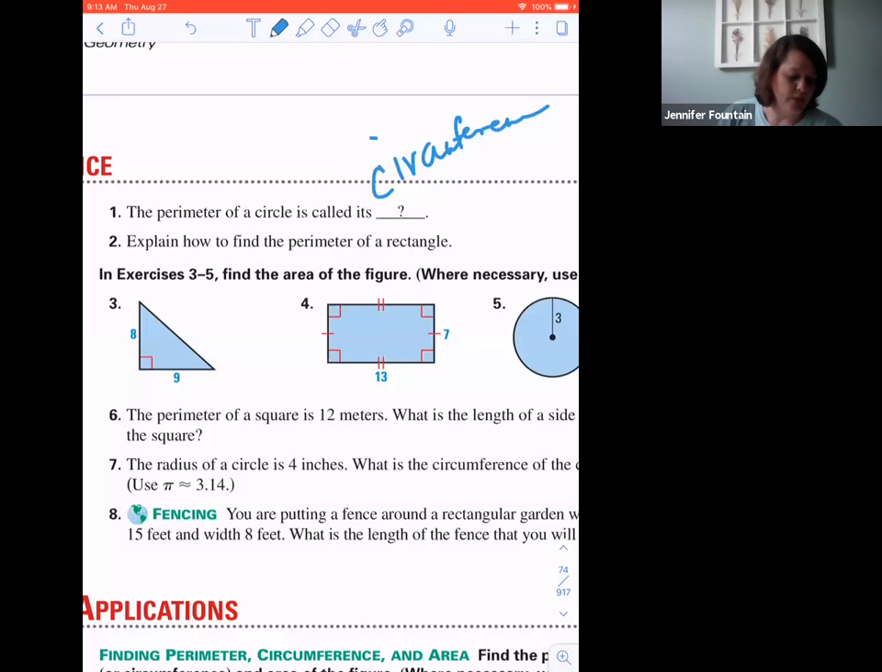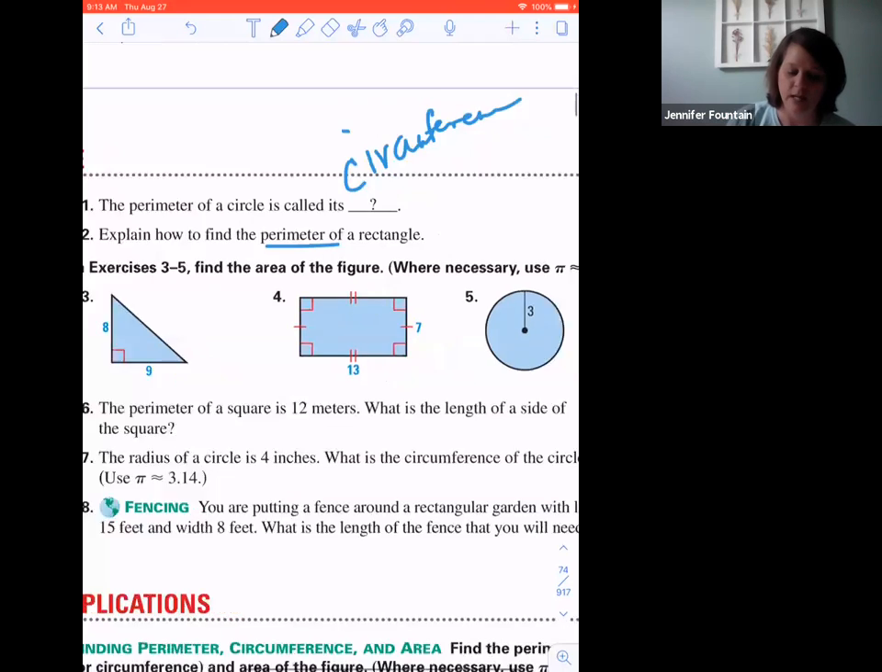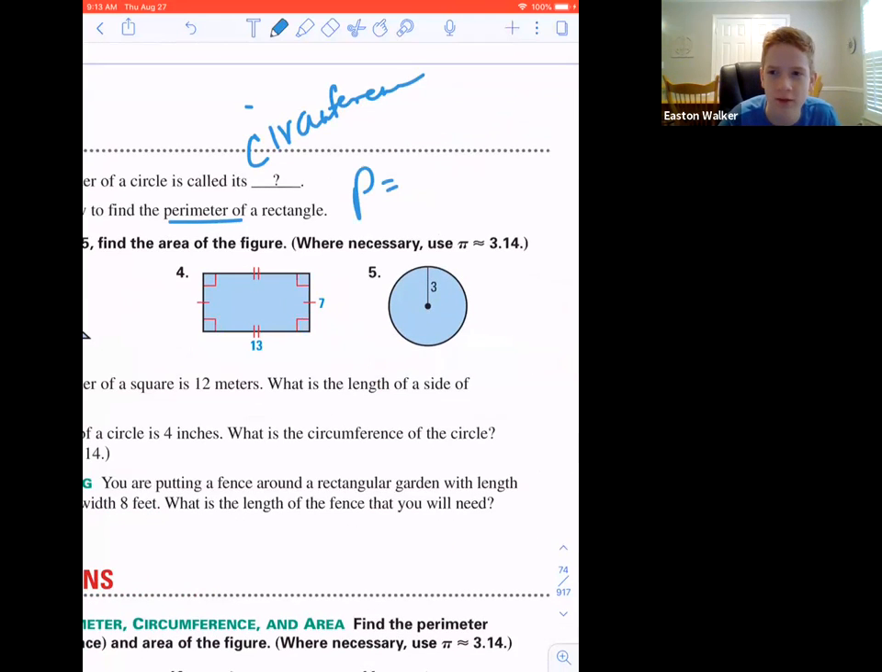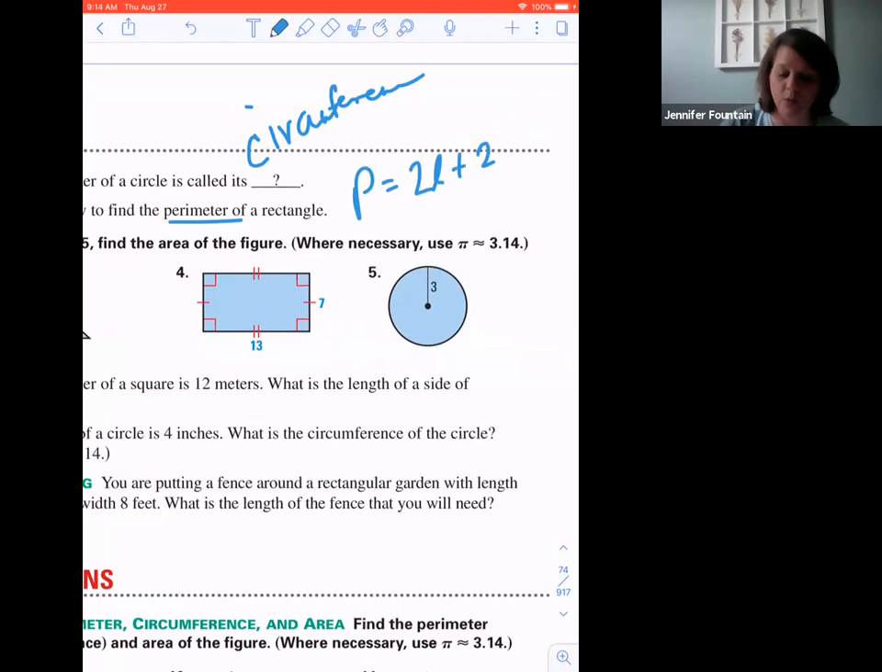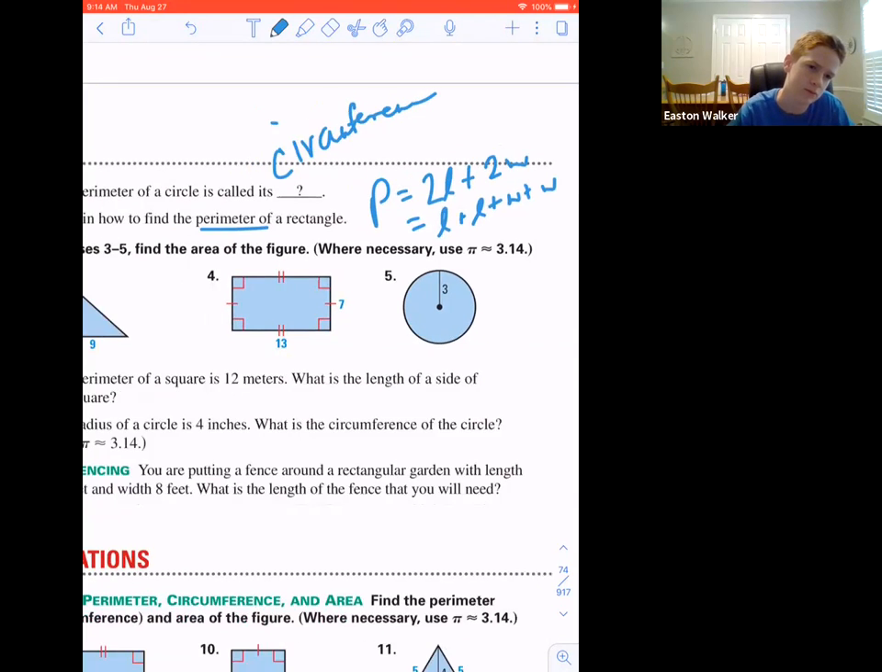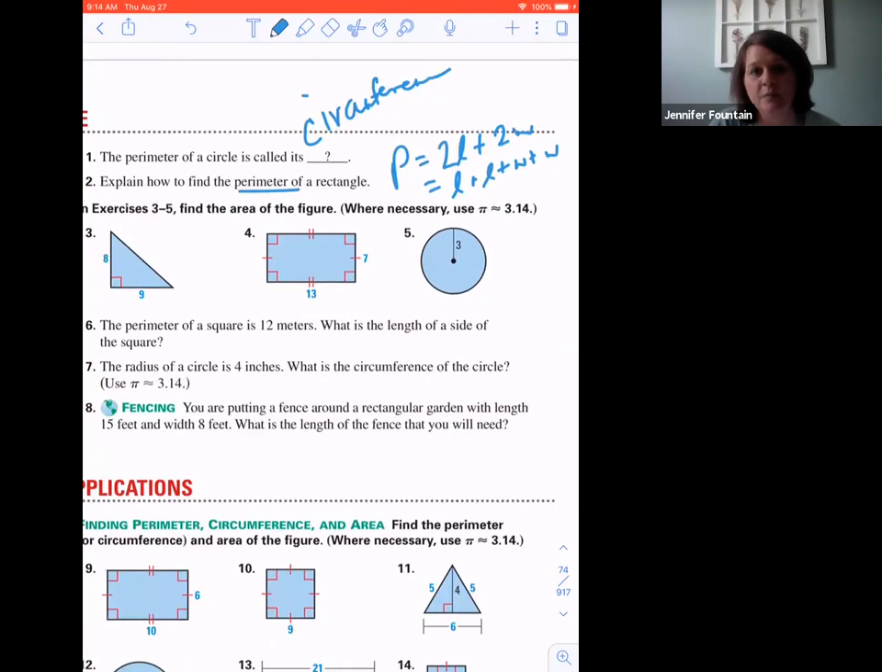All right. Then it says, explain how to find the perimeter of a rectangle. What did we say was how we find the perimeter of a rectangle? We've got 2 formulas that we talked about that we could use for perimeter. 2 times the length plus 2 times the width, or if you just want to say length plus width plus length plus width, either way. You can multiply the length by 2 first and then multiply the width by 2 and then add them together, or you can just add them all individually.